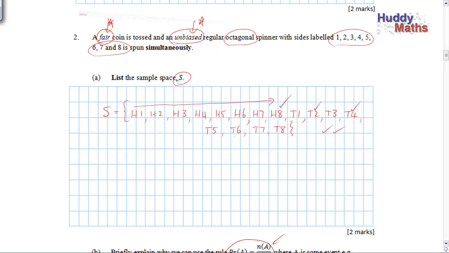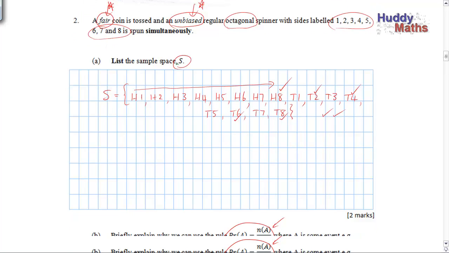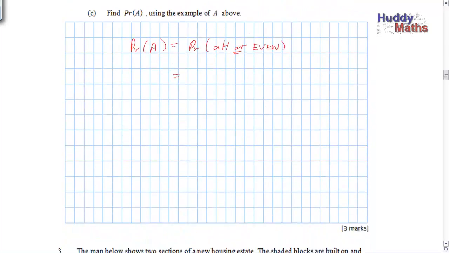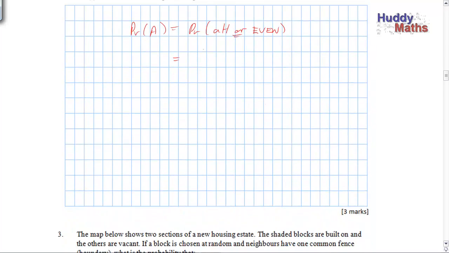So these are the evens, but not heads. Okay, so there's 8, 9, 10, 11, 12, counting them up. They said we could do it if it was unbiased. So there's 12 out of a total of 16 outcomes. Okay, so we want that number over that number for 2 marks, and you could call it 3/4 if you wanted to, but not necessary here. We're looking at the probability, not at converting numbers to decimals.